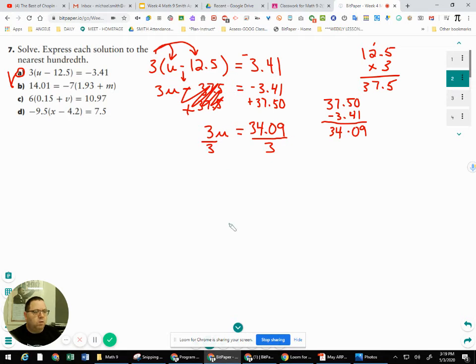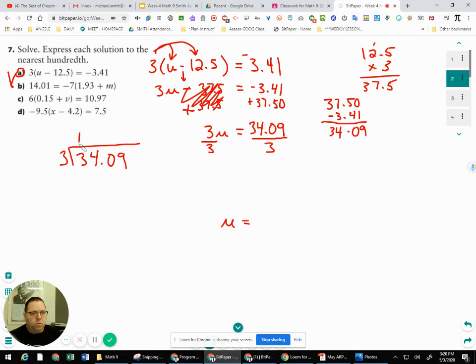Our goal is not to solve for a 3u. Our goal is to solve for a 1u, a positive 1u. We don't want a positive 3u. We want a positive 1u, okay? Except those positive ones can stay invisible. So we have 34.09 divided by 3. Let's do that over here. Of course, you guys can have a calculator, right? This is not a big deal, but let me just do this for exercise anyways.